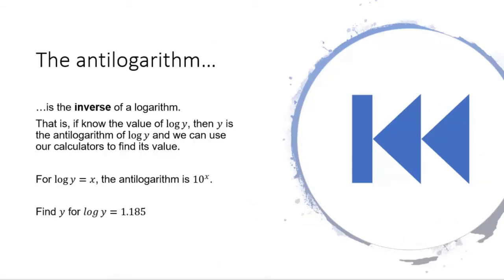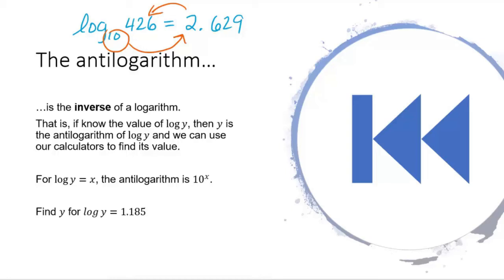The anti-logarithm isn't anything terribly exciting. It's simply the inverse of the logarithm. And in fact, in the previous example, where we found the logarithm to the base 10 of 426, and we found that that was equal to approximately 2.692, when we read out the conclusion by saying that 10 to the power of 2.692 is equal to 426, that's an example of using the anti-logarithm.